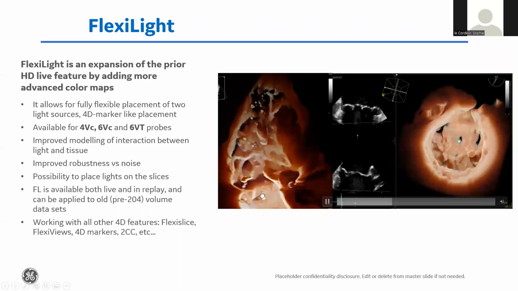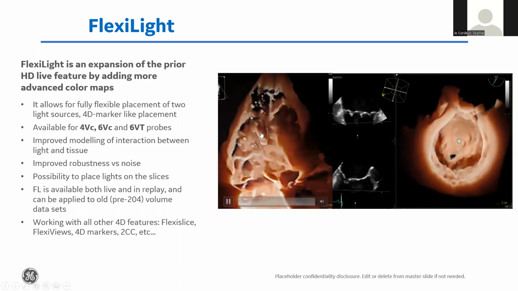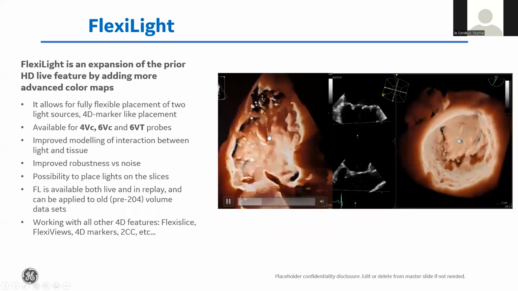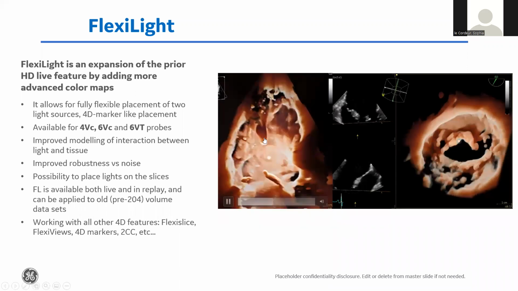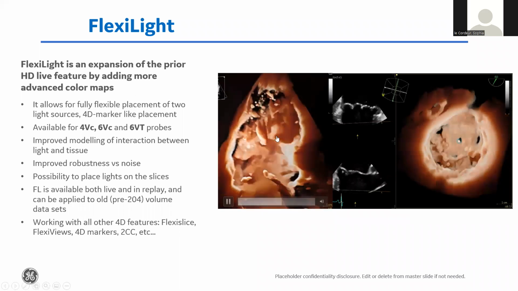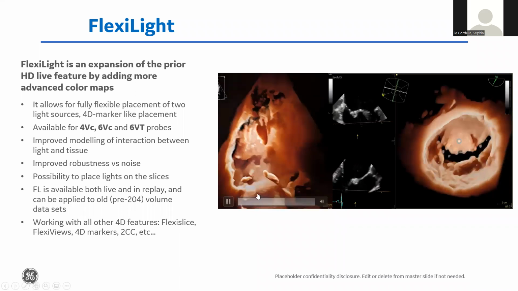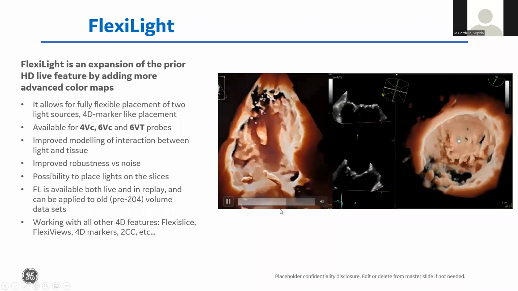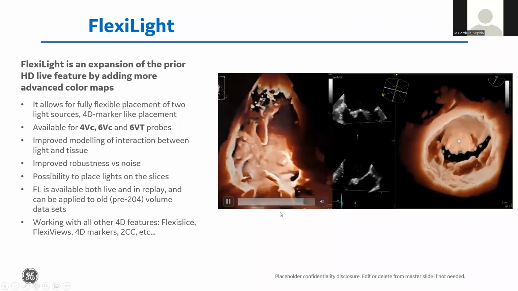Here, for example, you can see this part of the papillary muscle. It looks as if it's attached to the back wall, but when the light source is right on top of it, you can see how far it is from the back wall from the shadow effect that it's producing. This is called FlexiLight, again, an additional tool. It's also helpful.